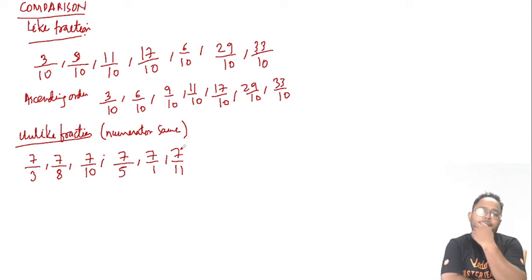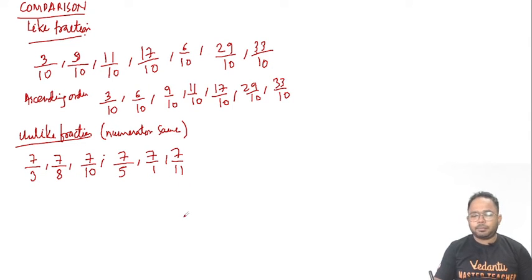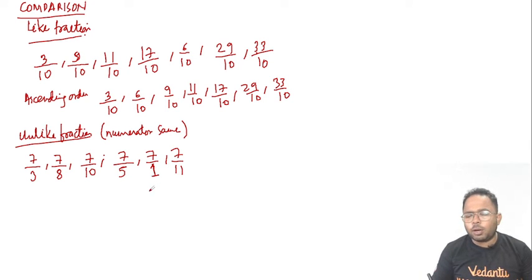In this case what do we do? Which one will be bigger and which one will be smaller? Which one is bigger, which one is smaller? So here we will have to focus on the denominator, because the numerator is the same. We will look into the denominator part. In the denominator part we find 3, 8, 10, 5, 1, 11. In this case, if the denominator is smaller, that number is going to be bigger.